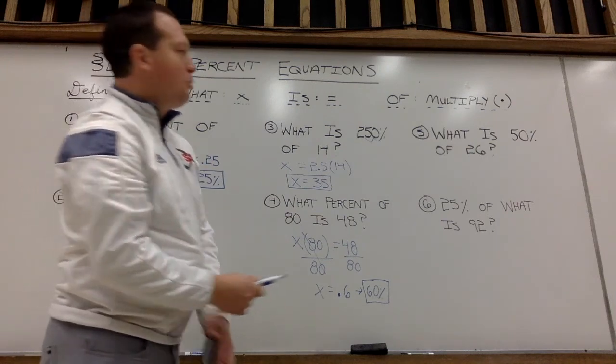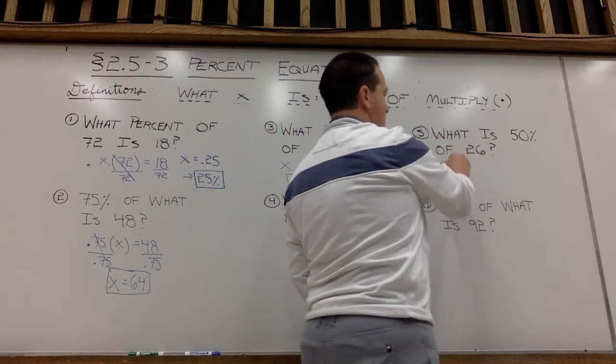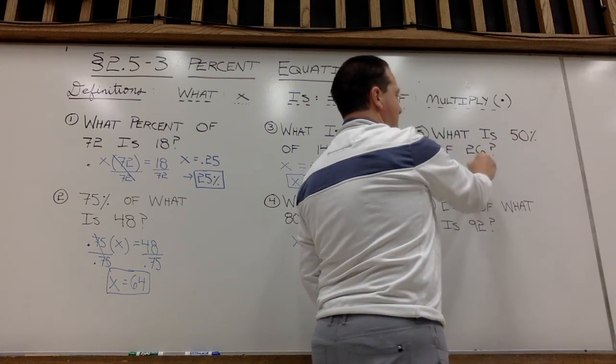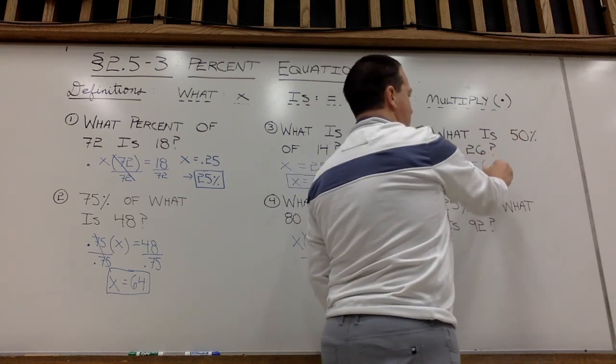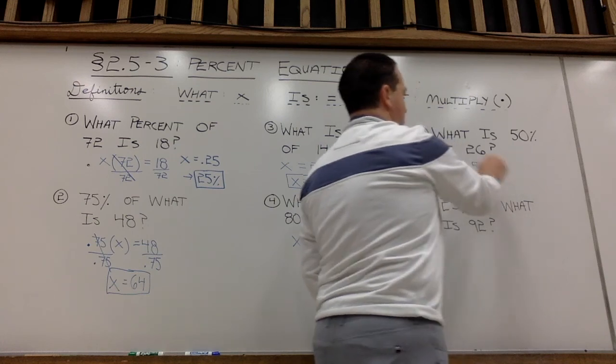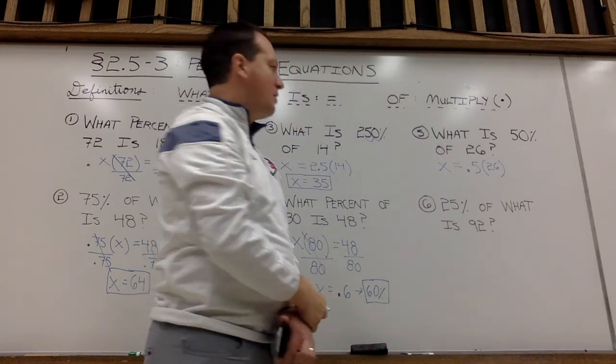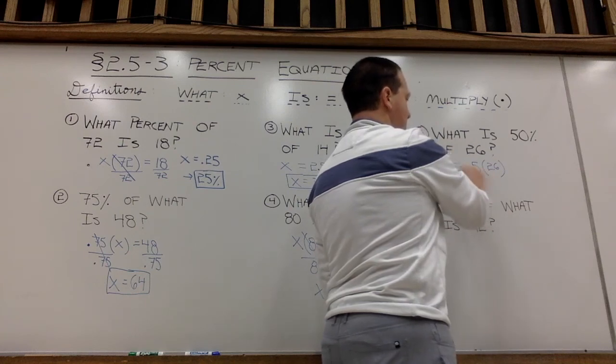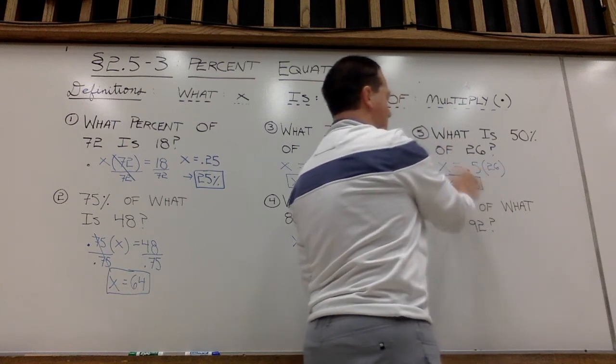5, the nice type, what is? So X equals 50%, which is 0.5 as a decimal, of times 26. So 50%, half of 26. That's a good mental math. Half of 26 is 13.